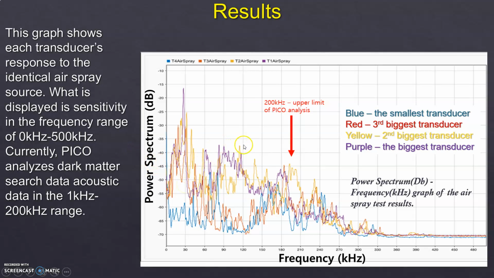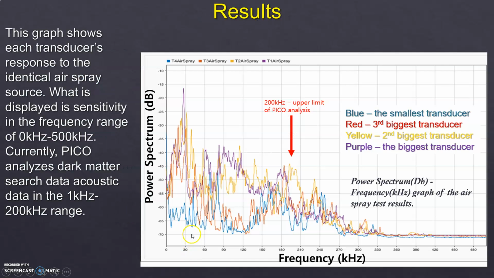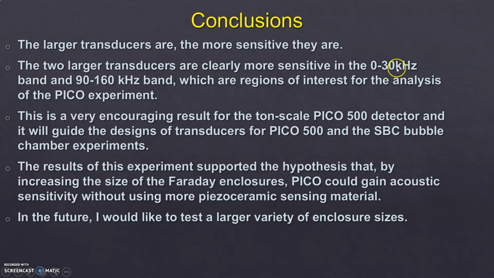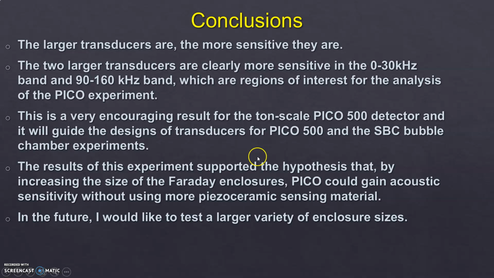Also, they were all inside the limit of the PICO dark matter experiment, which is 200 kilohertz. They were also significantly more sensitive at 90 to 160 kilohertz right here, and 0 to 30 kilohertz right here. And you can see that the graphs are in log scales too.